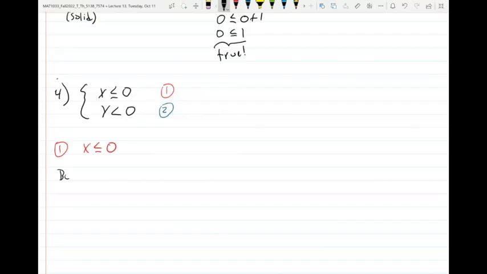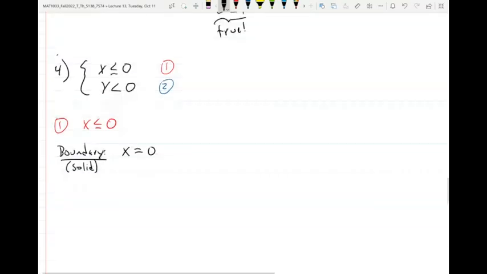So the first thing that we do is we need to figure out the boundary. And this boundary is solid. All right, so this is the equation x equals 0. What is this? It's a vertical line. What line? This is a special line. This line has a name. It's the y-axis. Right? This is a special line. This is the equation of the y-axis. X equals 0. Right? So that's your y-axis.